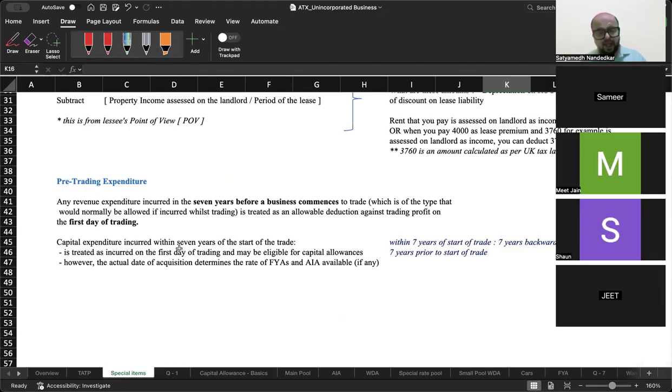Okay. And capex incurred within 7 years of the start of the trade is treated as incurred on the first day of trading and may be eligible for capital allowances. However, the actual date of acquisition determines the rate of FYA and AIA available.